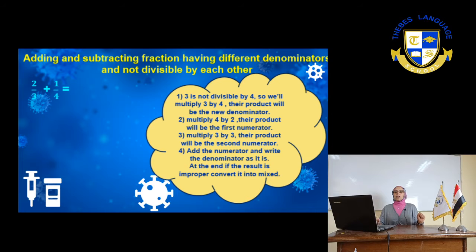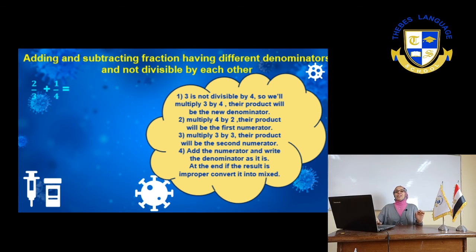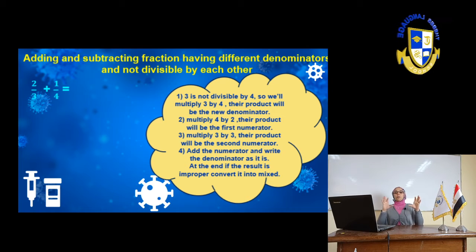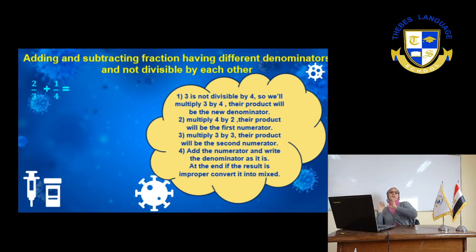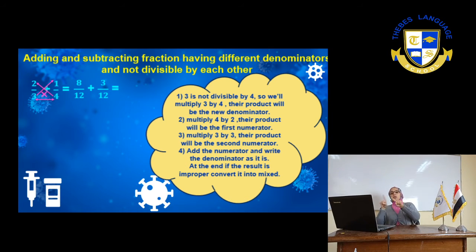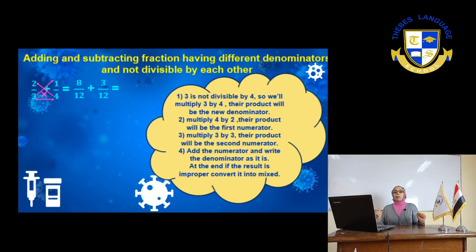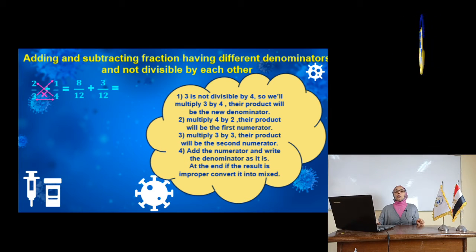We will make a new denominator for the fractions, okay? How do we do this? We will multiply 3 by 4 and make a new fraction for both of them. 3 times 4 equals 12. We will write 12 in the two new fractions, okay? Then make the cross multiplication. 4 times 2 equals 8.